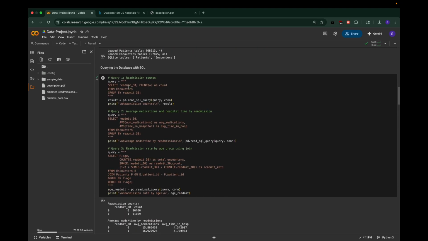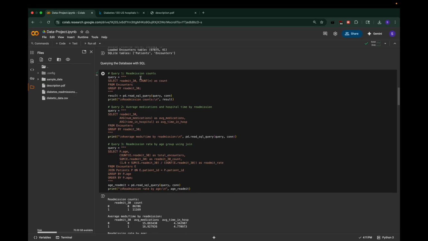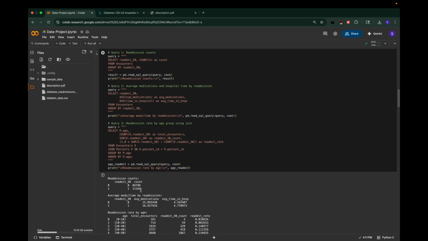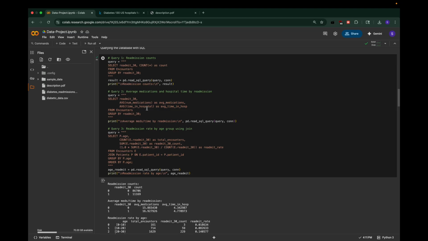Next thing is querying with SQL. The first query is readmission rates, which examines how many patient encounters resulted in a 30-day readmission versus those that didn't. From this we can tell that around 11% resulted in a readmission within the 30 days, as opposed to the 86,000 that didn't.